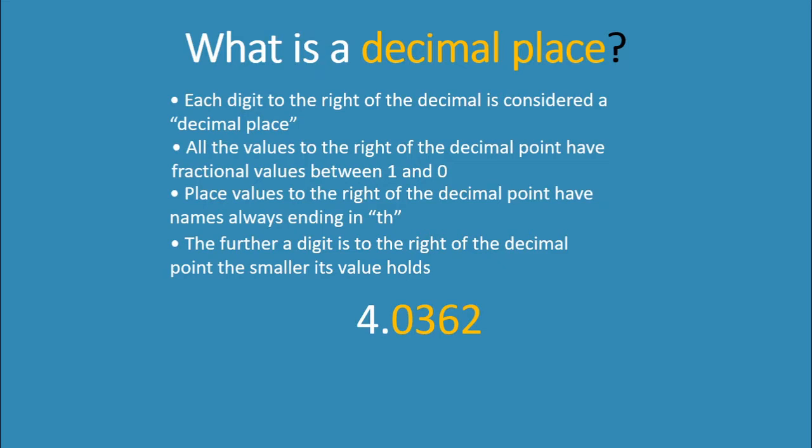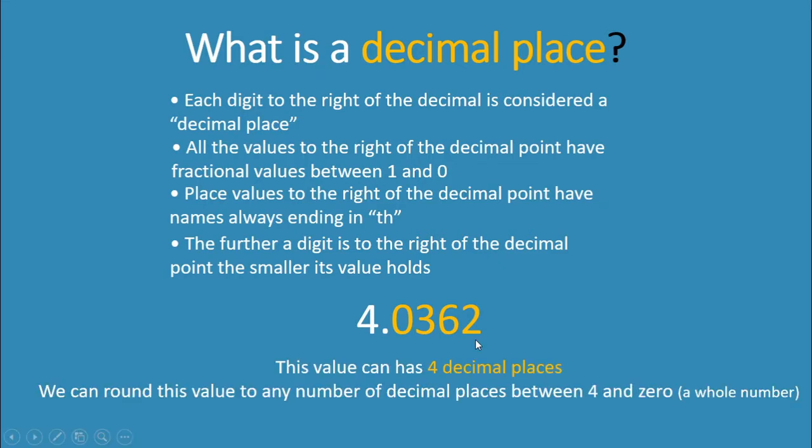This number, for example, 4.0362, has 4 decimal places. We can round this value to any number of decimal places between 4 and 0. However, if I were to round this number to 4 decimal places, I wouldn't have to do very much because it's already got 4 decimal places. If I wanted to round it to 0 decimal places, I would be rounding it to a whole number.